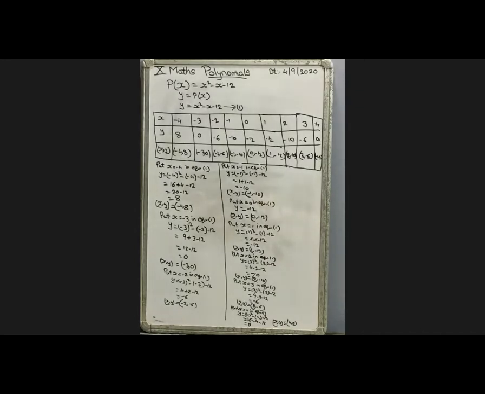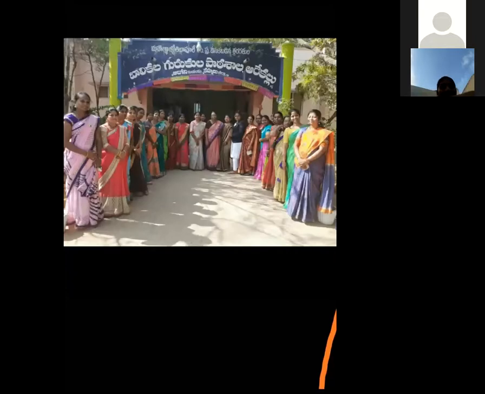Ma, raise your hand if it is completed. Directly we substituted the equations, ma. What are the x values we took? Those x values we substituted in that equation, x square minus x minus 12, and we got that answer.